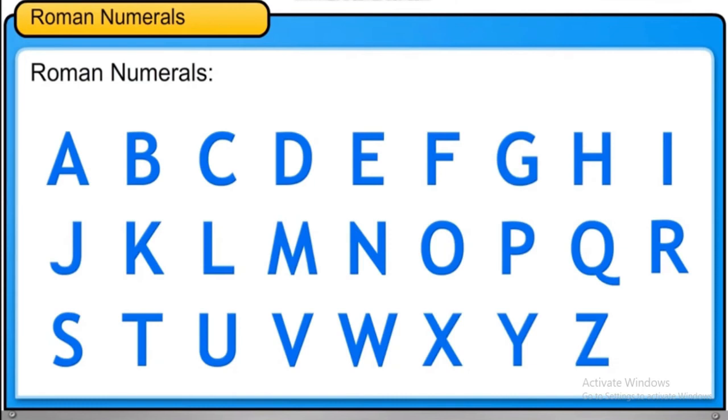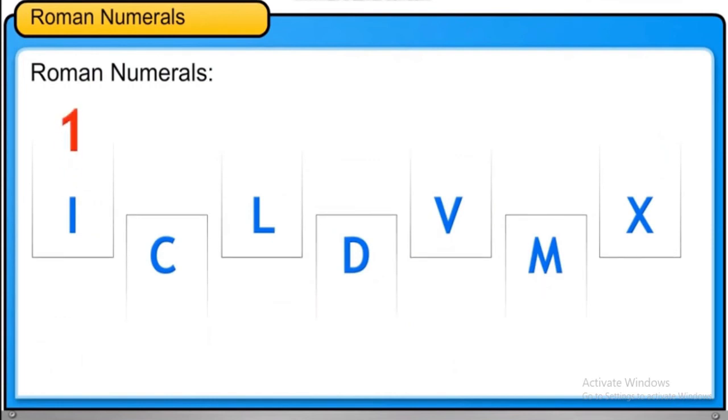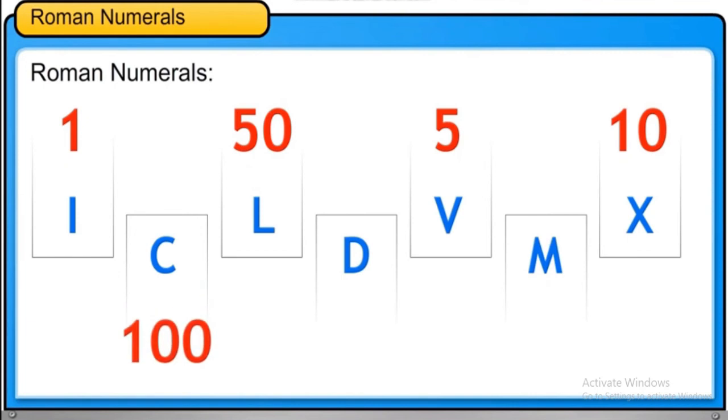The Romans used just 7 symbols resembling the letters C, D, I, L, M, V, and X to write numbers. In the Roman numerals, each symbol has a particular value. For example, I is equal to 1, V is equal to 5, and X is equal to 10. Similarly, L is equal to 50, C is equal to 100, D is equal to 500, and M is equal to 1000.